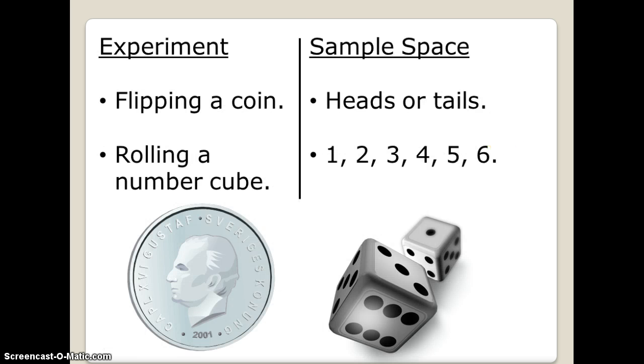Now, when you're doing the experiment, that's something such as flipping a coin or rolling a number cube, which is often referred to as a die or dice. Whenever you flip that coin, you have two options. You can either get a heads or tails. So that's where sample space comes in. Sample space is saying what are the possible outcomes that you can get from that experiment. So if you flip a coin, you can get either heads or tails. If you roll a number cube, you can get a 1, 2, 3, 4, 5, or 6. So that is what sample space is.